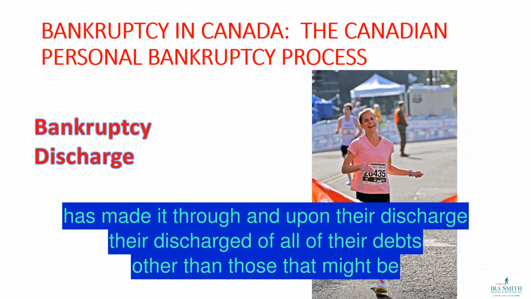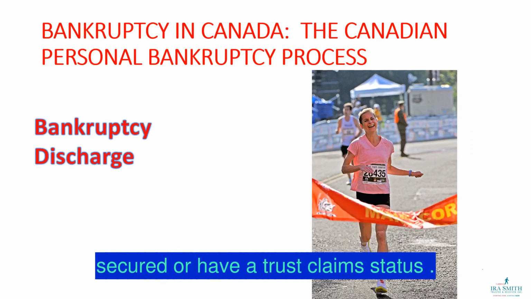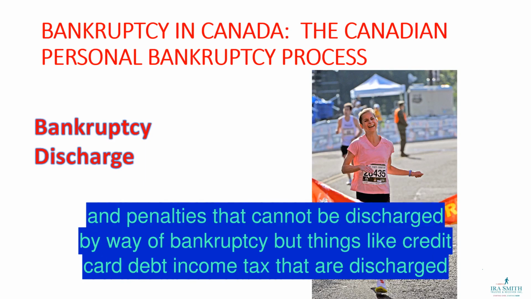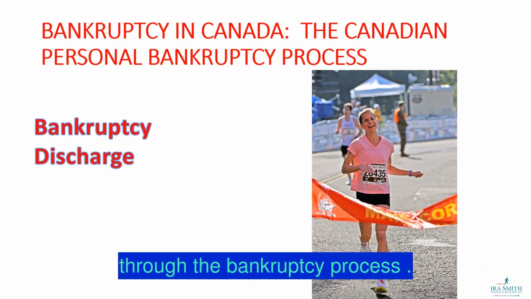The person has made it through, and upon their discharge, they are discharged of all of their debts, other than those that might be secured or have a trust claim status, or meet the definition of those few types of debts such as court fines and penalties that cannot be discharged by way of bankruptcy. But things like credit card debt, income tax debt are discharged through the bankruptcy process.